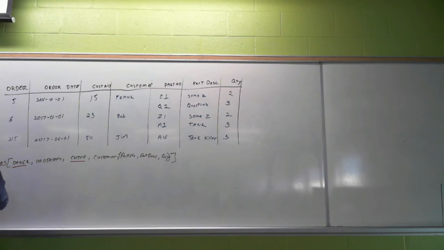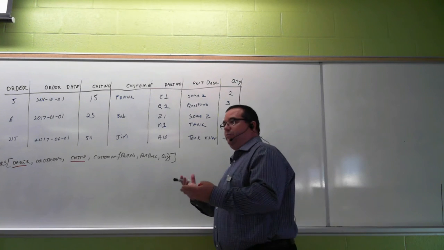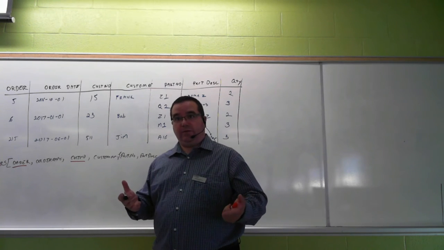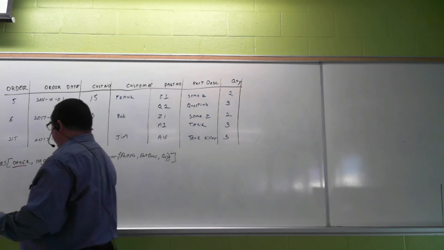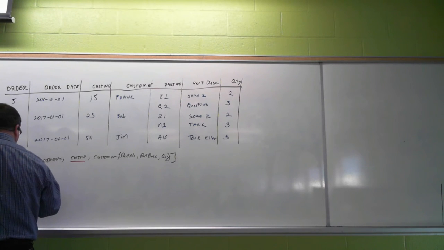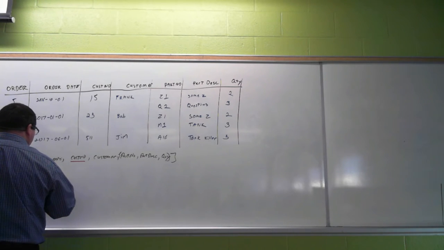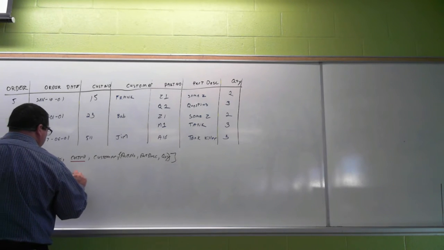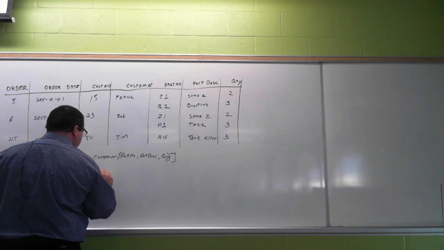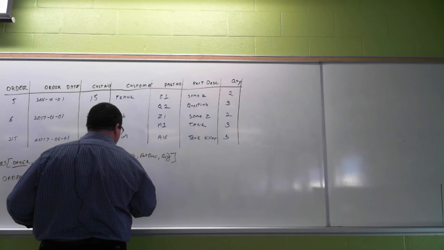Now we want to go to 1NF. The only difference we need to achieve: we can either do it the simple way, which is just get rid of the repeating group, or break it out into a separate table like the other one was. So we're going to break it out like the other one was. Orders: again, we have order number, order date, customer number, customer, and part number and quantity.